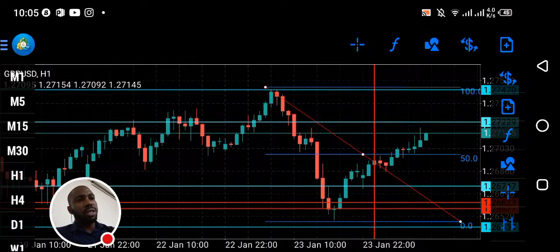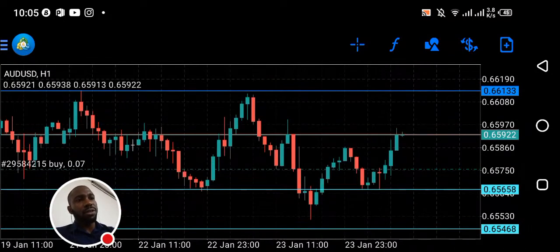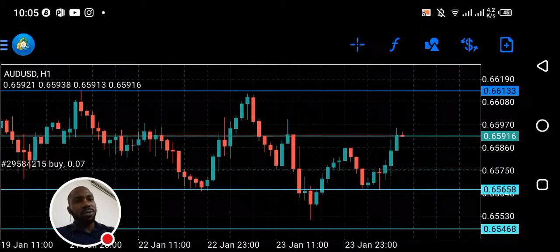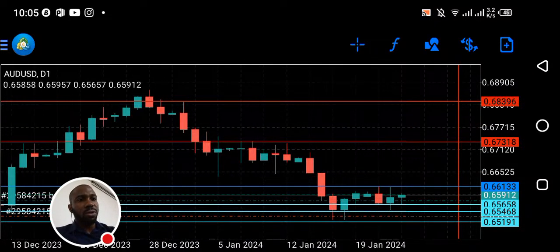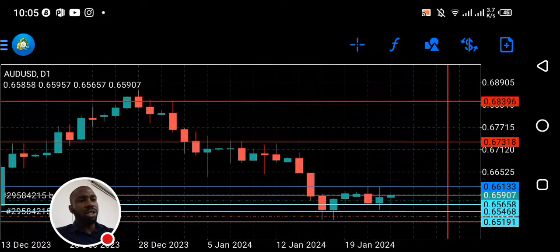Australian dollar USD. I currently have a trade on Australian dollar USD, and you can see it's in good profits. You can see the reason why I executed a buy trade. Let's start with the daily. Yesterday's candle also closed as a spinning bottom, a bullish spinning bottom, which indicates a change in trend from bearish to bullish. So let's go down to the 4 hour.